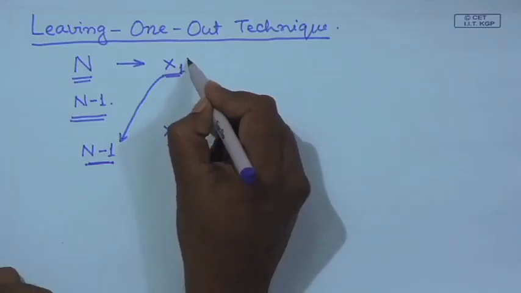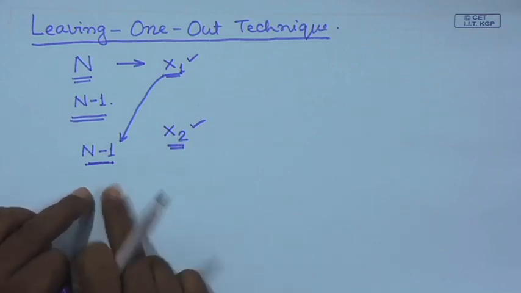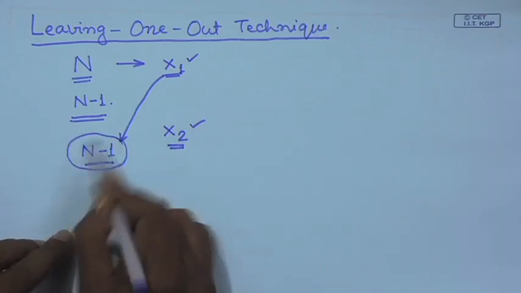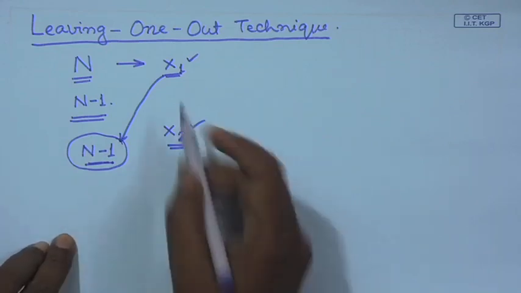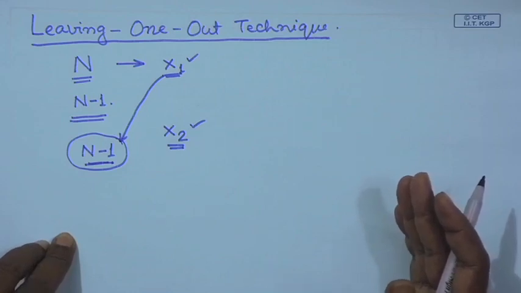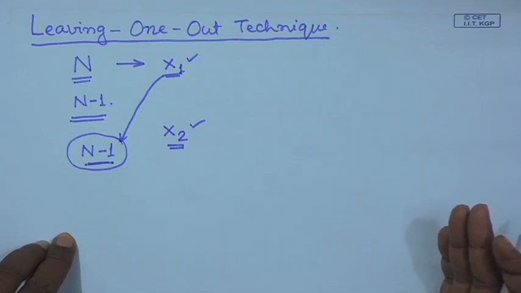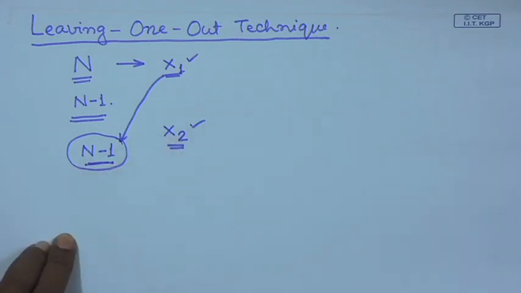So, effectively what I am doing is designing n classifiers. And when x1 or x2 is used for testing the classifier which has been designed using the other n minus 1 samples, sometimes the test result will be positive, that means the sample may be correctly classified. Sometimes the test result may be negative, that is, the sample may not be correctly classified.